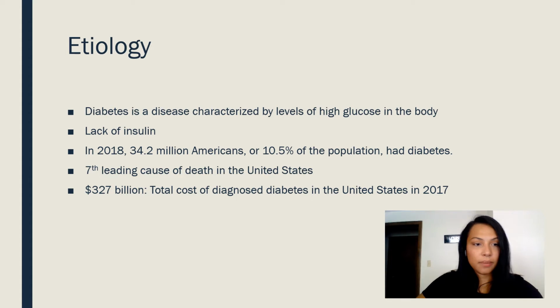So what is diabetes? Diabetes mellitus is a disease characterized by high levels of glucose in the body and a lack of insulin secretion or production. In 2018, 34.2 million Americans, which is roughly 10% of the population, were diagnosed with diabetes. Diabetes is the 7th leading cause of death in the United States currently, and it costs Americans over $327 billion to take care of a diabetic patient.